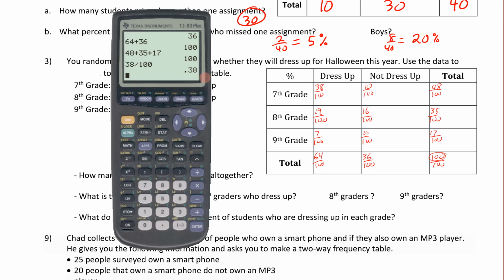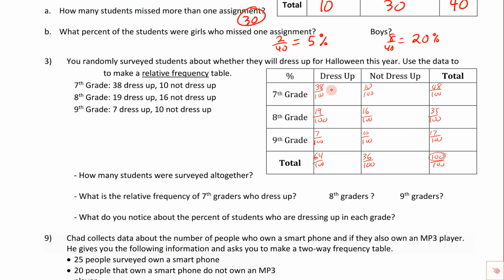Well, remember, percent means per 100, so this is 38 per 100. That's going to be 38%. This is 10 per 100. That's going to be 10%. 48 per 100. That's going to be 48%. And look at this, they add up to be 48. So the cool thing about this particular table is because the table total is 100, every one of these is just going to turn into a percent. So this is going to be 19%. So now they're all there in percent form.